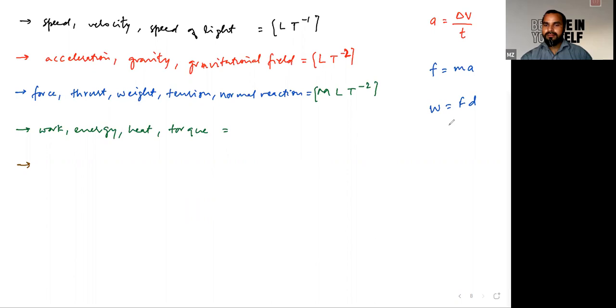For force, it is nothing but MLT to the power minus 2. For displacement, it's just L only. So this L and this L will become L squared, T raised to the power minus 2. Okay?